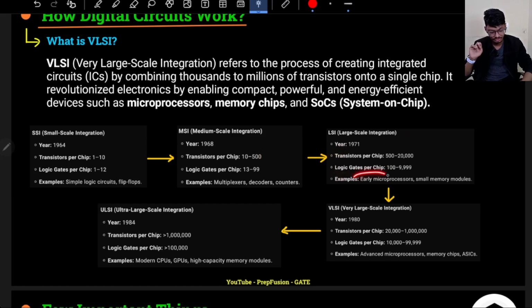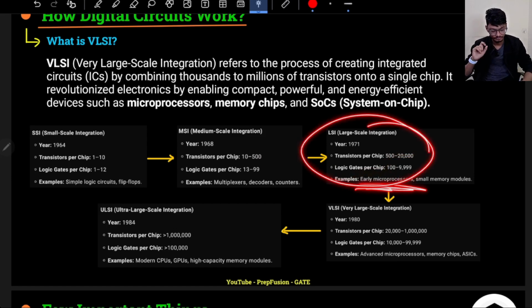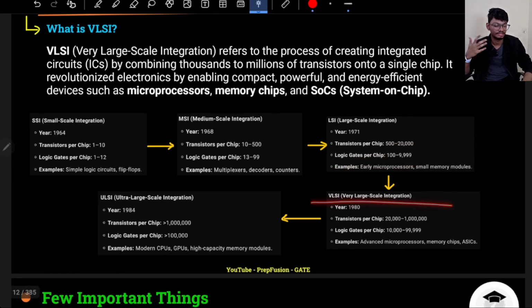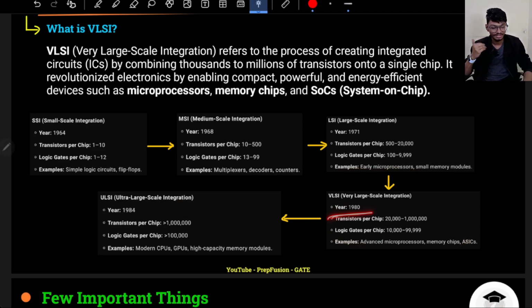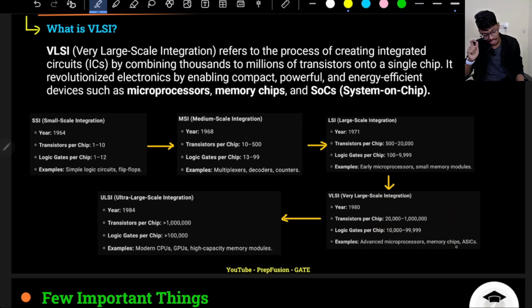Logic gates per chip also increased, and we developed microprocessors around this time. Then we came to very large scale integration, VLSI, which we currently are using, and obviously we have moved beyond this as well, but we use this one as well, okay, which was founded in 1980. The transistors per chip rose to a very high level, logic gates also rose, and we developed advanced microprocessors, memory chips, and ASICs. What is ASIC? ASIC is application specific integrated circuit, IC.